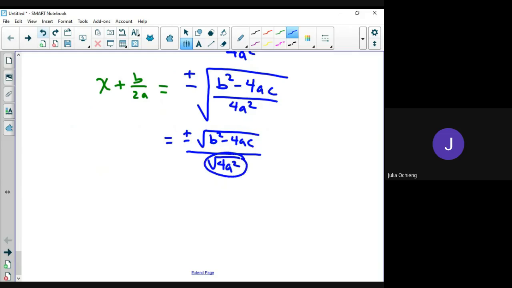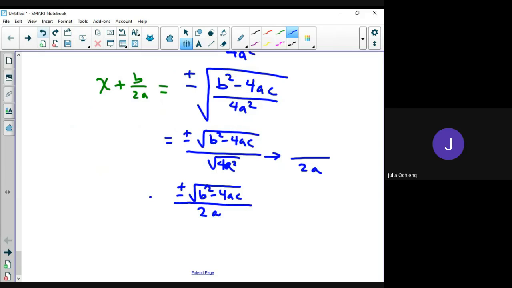This, however, is only one term. So I can square root the 4. Square root of 4 is 2, square root of a squared is a. So this denominator is 2a. In fact, let me write that over here on the side. So that means that this is plus or minus square root of b squared minus 4ac all over 2a. And that equals this x plus b over 2a, which is awfully convenient. In a second, we're going to do step 6 and see if you can finish this off on your own.